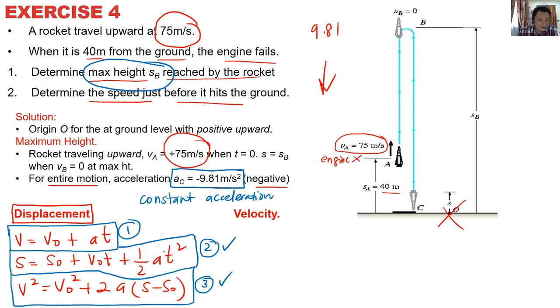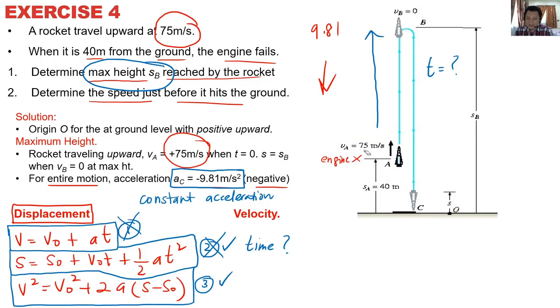But for number 2, you need to know the time, because in this equation you have time. If you don't have time, you cannot solve it. So what is the time? You don't know yet. You're trying to go up to the maximum, but they never give you the time. So you cannot use the second equation, you cannot use the first equation, there's only the third equation left. So you have to use the third equation. How to do it? Let's try and simplify it a bit.